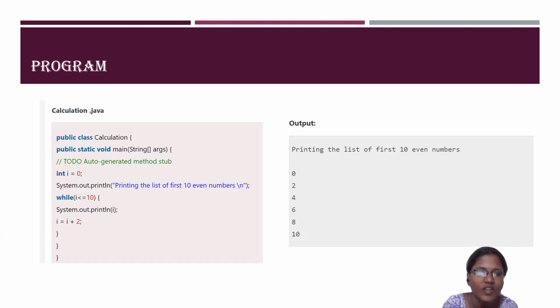Here the while condition is true, so it will print i, and i is equal to i plus 2. At first it will print the list of first 10 even numbers, and then i less than or equal to 10. The i value is 0, so it will print the value of i, and it is incremented by 2. Then it will print 0, then 2, then 4, and 6, and so on until i is less than or equal to 10.